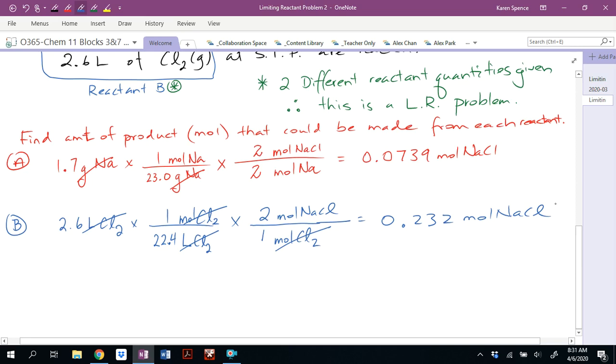Take a moment, pause the video, and say to yourself, who of these reactants is the limiting reactant? Here's the question for you. Who is the limiting reactant? Is it Na? Is it Cl2? Or is it NaCl? Pause your video, answer that, and when you're ready, come back and find out.